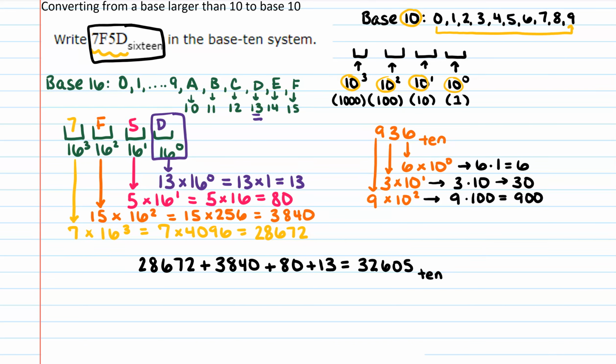I know this is kind of silly, but if you were at a store, buying a car or something, and they told you it was $32,605 in base 10, that would be the same value as if they said, well, it's 7F5D in base 16.